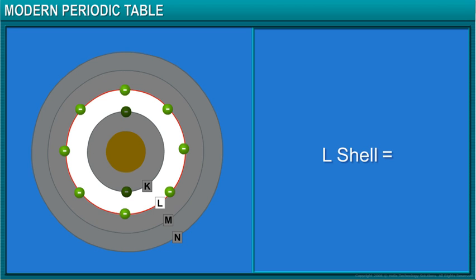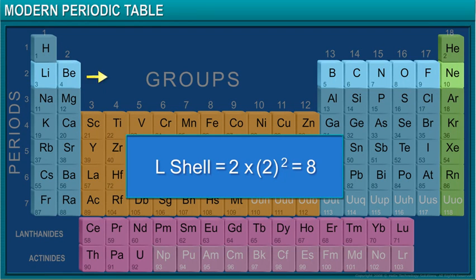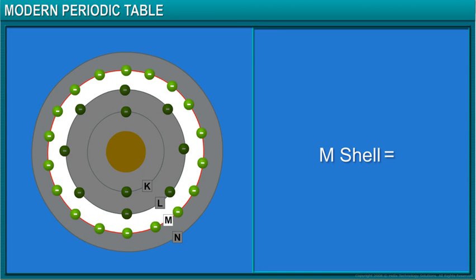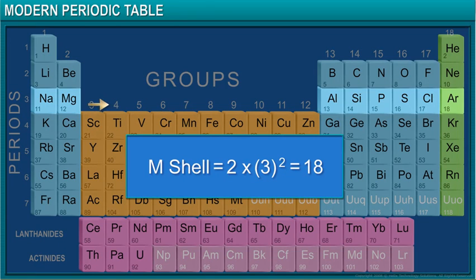L shell is equal to 2 multiplied by 2 raised to the power of 2, which is equal to 8. Hence the second period has 8 elements, that is, lithium, beryllium, boron, carbon, nitrogen, oxygen, fluorine, and neon. M shell is equal to 2 multiplied by 3 raised to the power of 2, which is equal to 18. But the outermost shell can have only 8 electrons. So the third period has only 8 elements, that is, sodium, magnesium, aluminium, silicon, phosphorus, sulfur, chlorine, and argon.